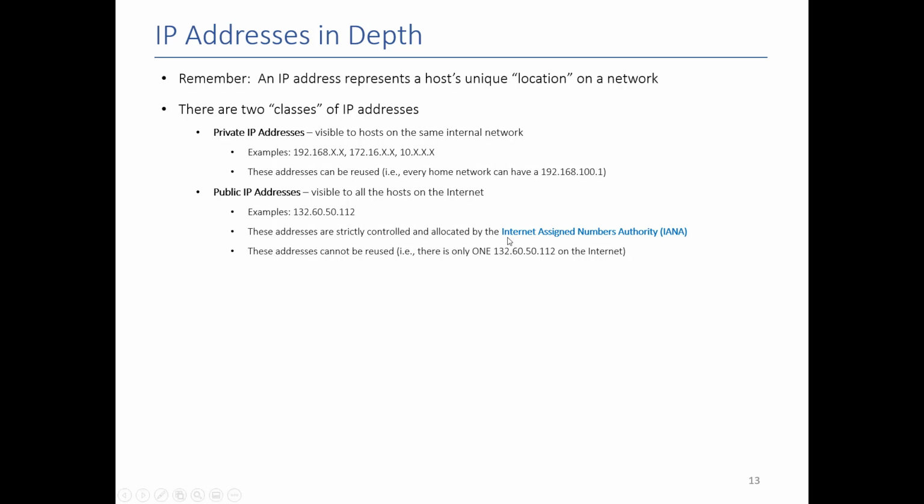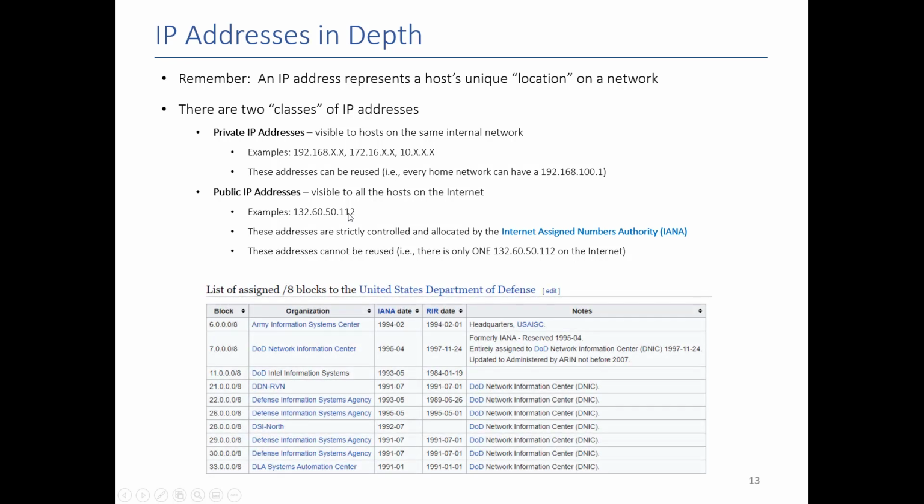There's actually an organization called the Internet Assigned Numbers Authority, and they're responsible for giving out public IP addresses to make sure that nobody is using the same IP address. So in a private IP address space, every home can use this because you can't see those addresses on the internet, but with the public ones, only one computer can have this IP address out there. All right, and if you go to Wikipedia, you can see this is a list of allocated IP addresses for the Department of Defense. This is just a subset of them, but you can see that basically if an IP address starts with 6, 7, 11, 21, 22, 26, 28, 29, 30, and 33, these are reserved for some form of Department of Defense use. So that's kind of interesting.